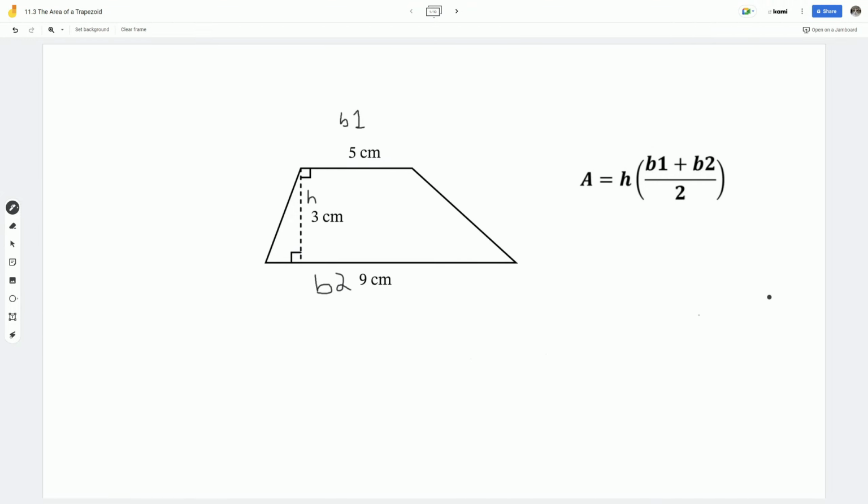Today's section is 11.3, the area of a trapezoid. Let's get started. Now, I don't have access to my whiteboard today, so I'll just be using it online. Let me know which format you guys like better.